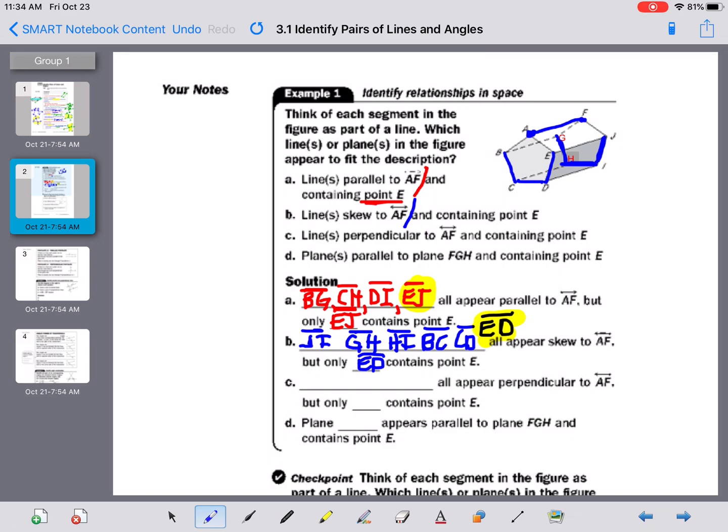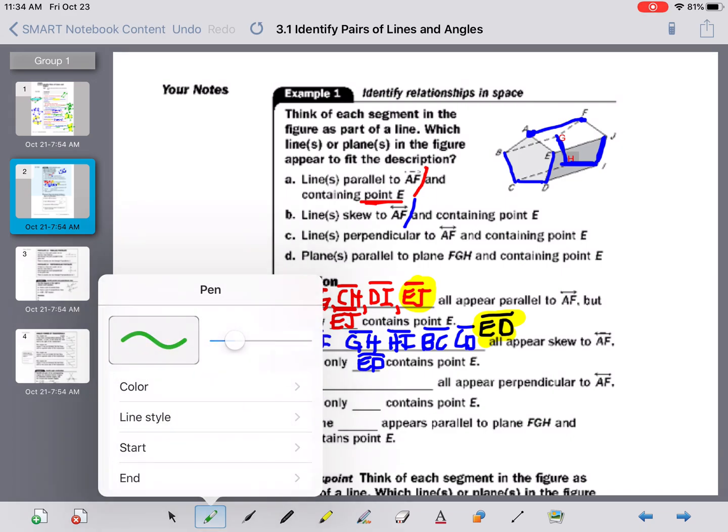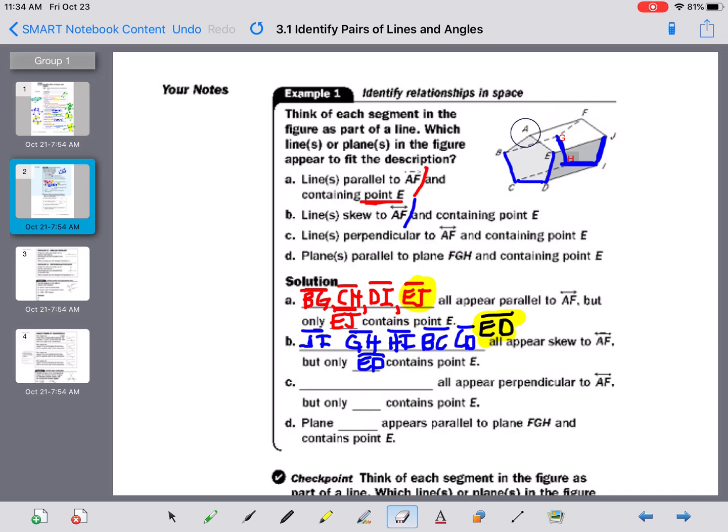All right, next one. We're looking for lines perpendicular to AF, okay, perpendicular to AF, and containing point E. But again, we're going to just start at the beginning. What are the lines that are perpendicular to AF? Okay, this is where it's important to remember what I told you to start with, that all those sides are rectangles, okay? So this is a rectangle up here, right?